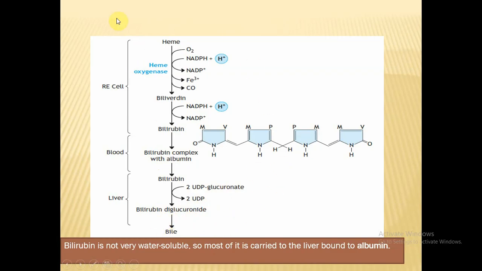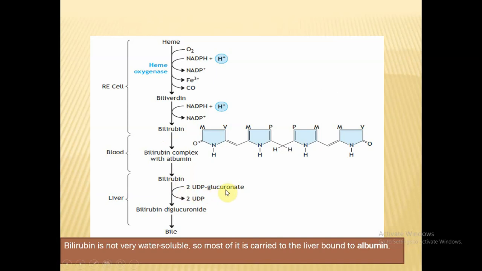So this is the system which basically is the degradation of heme. Heme is degraded to biliverdin. Biliverdin is converted to bilirubin. Bilirubin is attached to albumin, which transports it from anywhere in the body to the liver. The liver then conjugates it with UDP glucuronate.